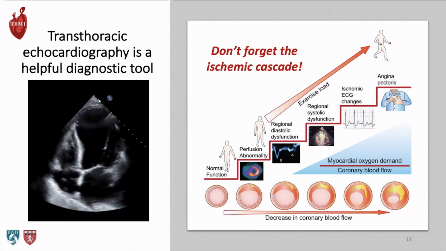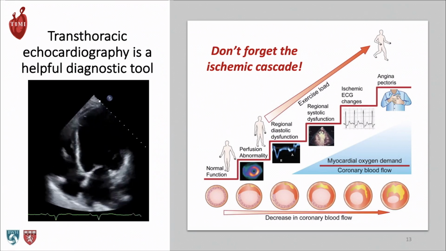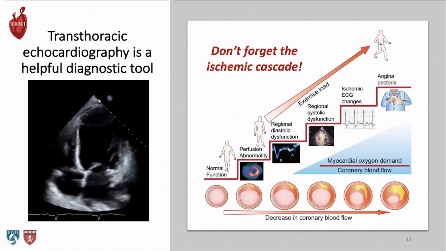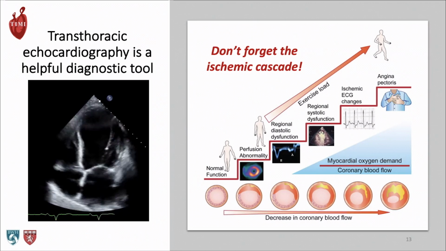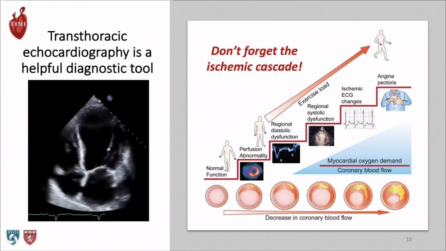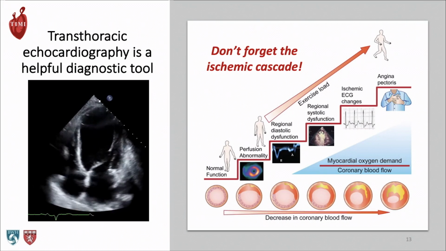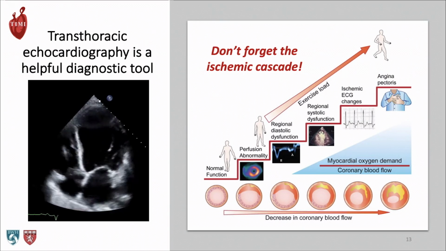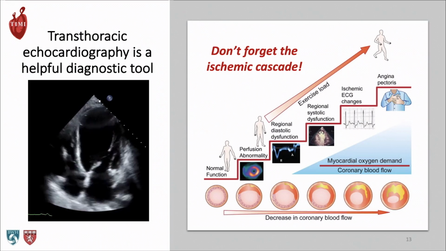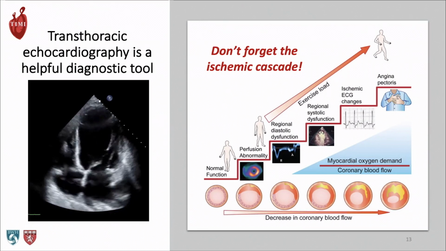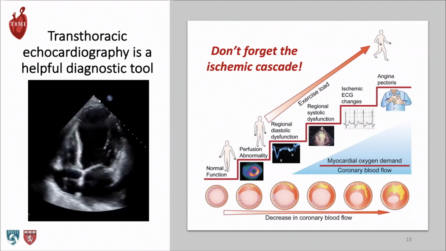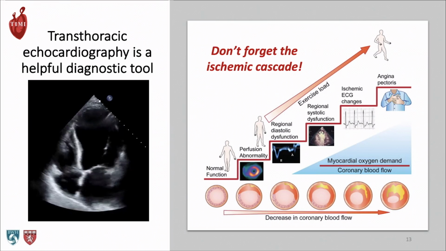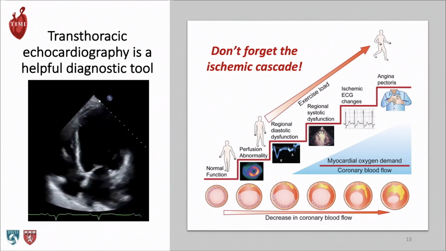And I think to understand the value of echo, it's important to remember the ischemic cascade. When ischemia occurs, the first abnormalities that are detected are perfusion abnormalities, as might be detected on a nuclear scan, followed by regional diastolic dysfunction, followed by regional systolic dysfunction or regional wall motion abnormalities. And then after that is when we see ischemic ECG changes and clinical symptoms. So if you do an echo and you don't see any regional wall motion abnormalities, it calls into question the diagnosis of acute myocardial ischemia going on. And that can help you sort out whether in fact this is an ACS or not.